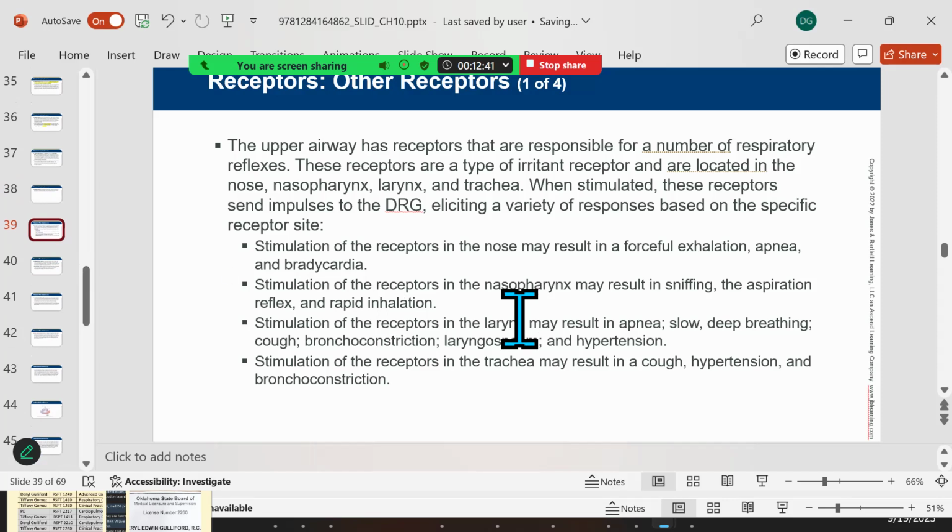Okay, upper airway receptors are a type of irritant receptor. When stimulated, they send impulses, eliciting a variety of responses: bradycardia, rapid inhalation, hypertension, bronchoconstriction.